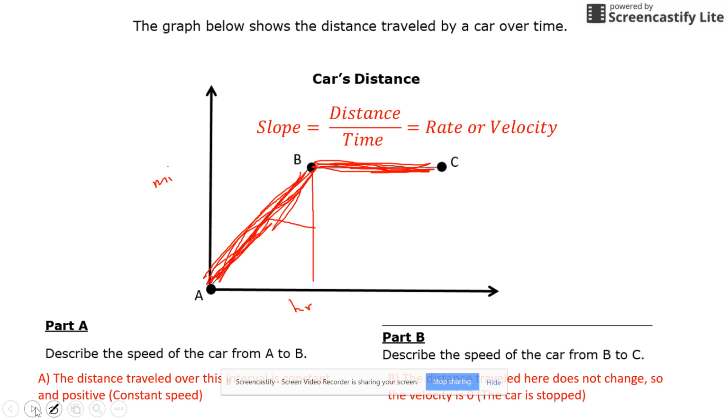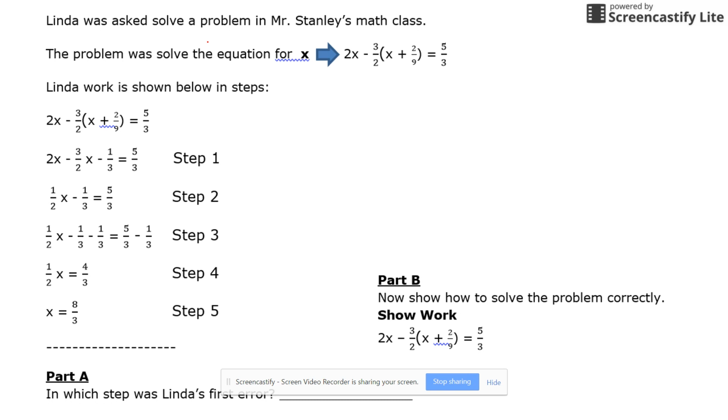Always, when they ask you a question regarding the slope, write a fraction and make sure you get the right units. Okay, so Linda was asked to solve a problem in Mr. Stanley's math class, and this is going to be an error analysis question, I think.